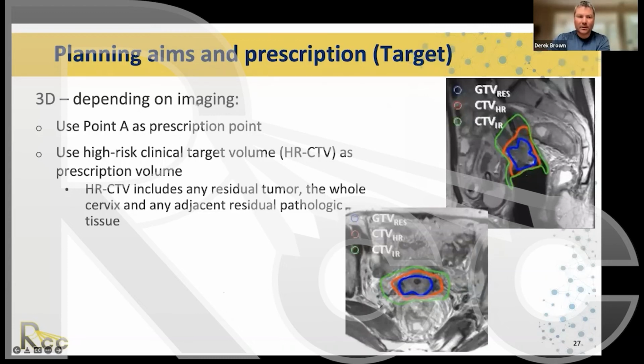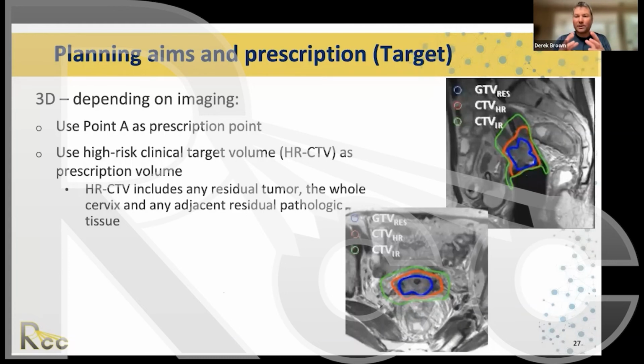So we're going to be able to see our organs at risk so we can optimize around them. We're going to be able to draw on those 3-dimensional images what our high-risk CTV looks like, and then we're going to prescribe to that high-risk CTV. We do know from the literature that when we're able to do 3D imaging and we're able to define a high-risk clinical target volume, that typically we treat to a smaller volume than we do when we treat with point A.